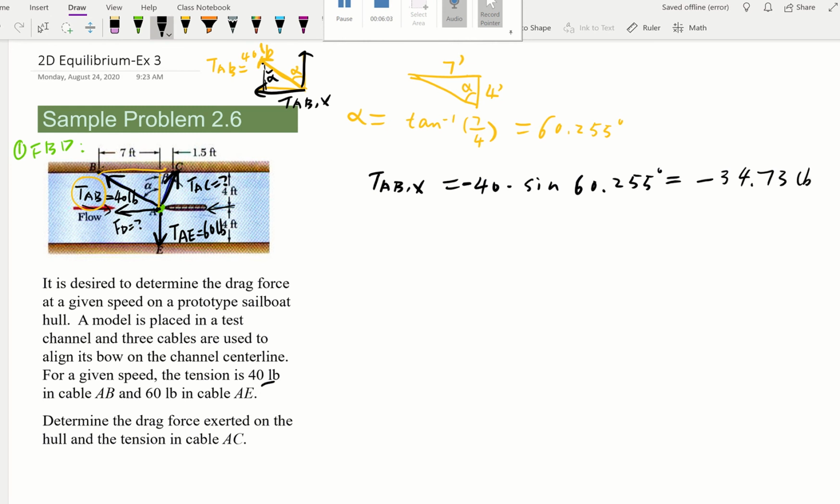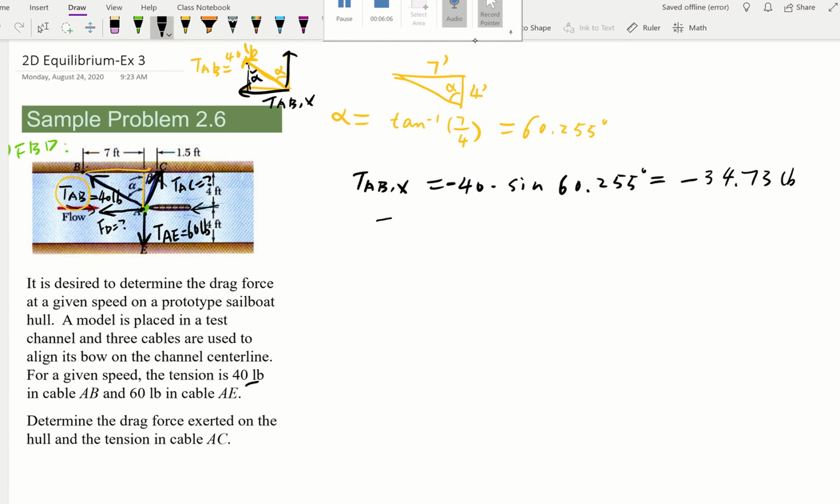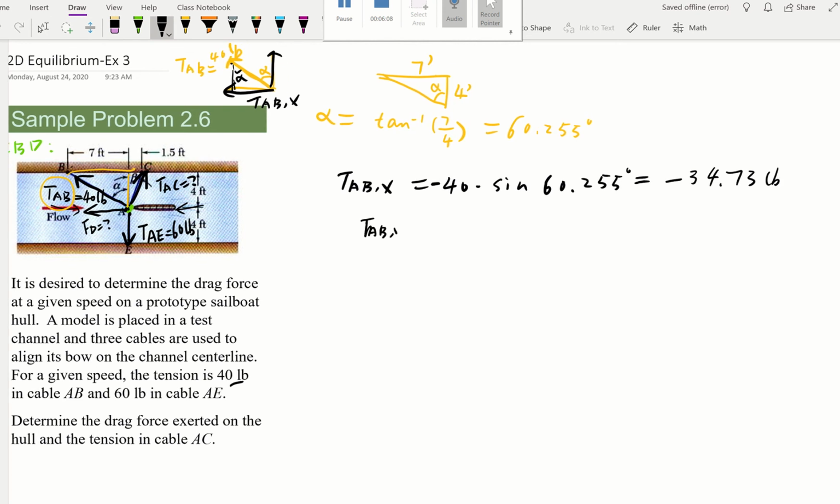Then I can do the same thing for my y component. The TAB y component is adjacent to this alpha, so it will be 40 times cosine 60.255 degrees, and it's going up, so it's positive. So cosine 60.255 times 40 gave me an answer of 19.85 pounds. Those are the two components, x and y. This is one method, method number one.